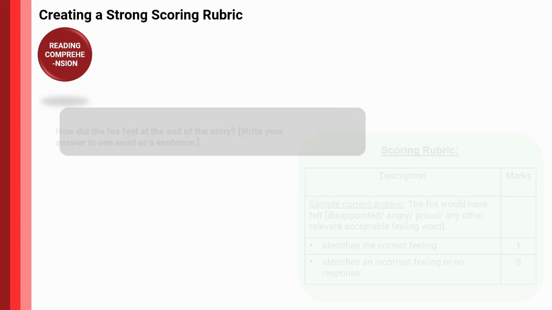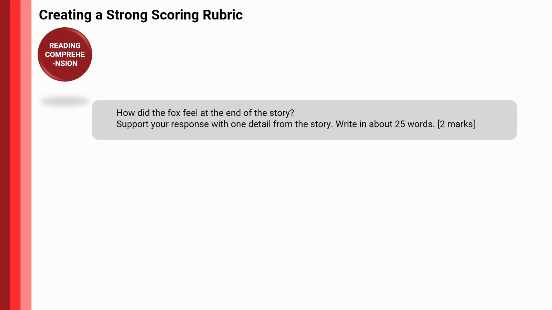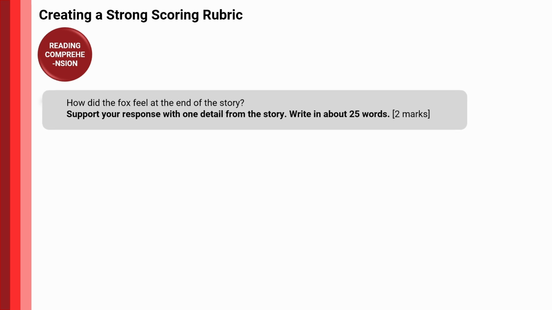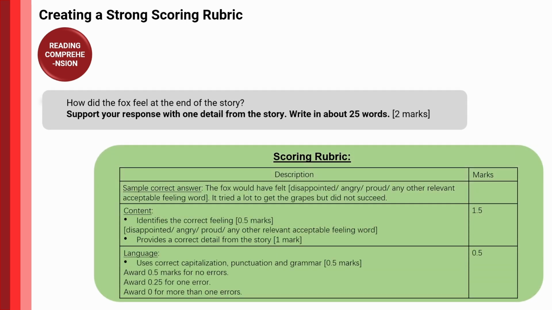Now, if we modify the same question to ask students to support their response with one detail from the story, the expectation changes significantly. By specifying word count, we provide clarity for the students. A sample answer is provided since it's an extended short response question. However, providing sample answers isn't always possible. So in such cases, we give clear direction to evaluators to reduce ambiguity while maintaining standardized scoring.